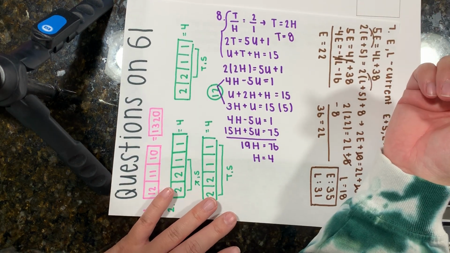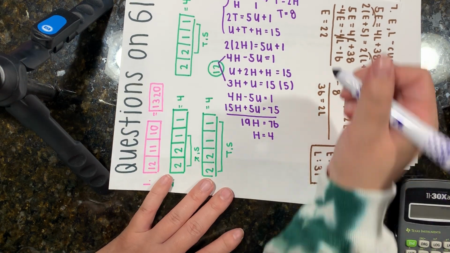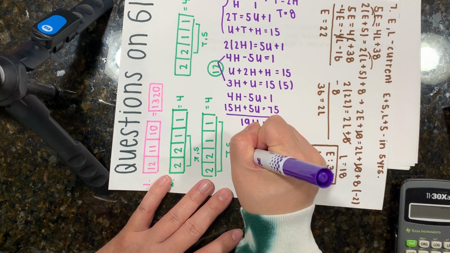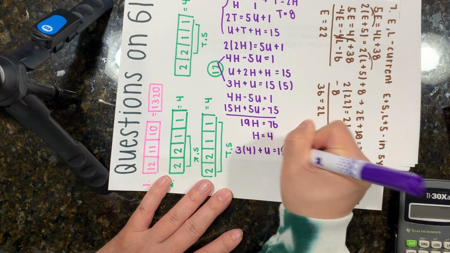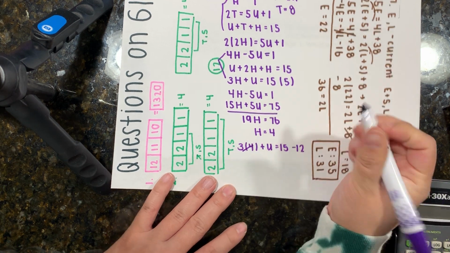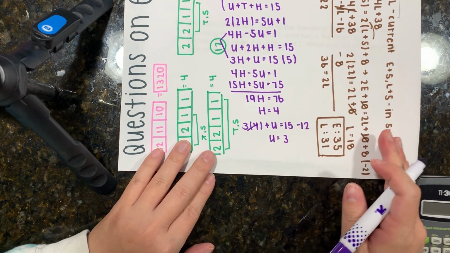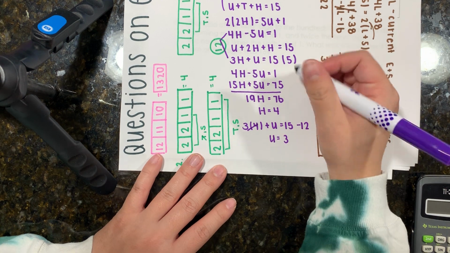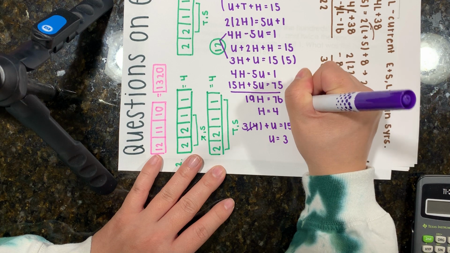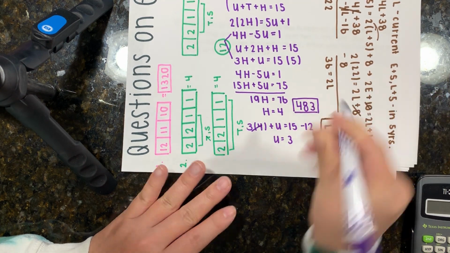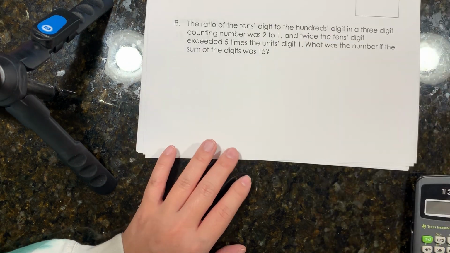And then I just need to solve for the units digit. So I can plug that in to this equation here, which is 3h, so 3 times 4 plus u equals 15. Move the 12 to the other side, which means that u is going to be equal to 3. It's asking what the number is. So if the hundreds digit is 4, the tens digit is 8, and the units digit is 3, the number would be 483. And that would be your result for number 8.